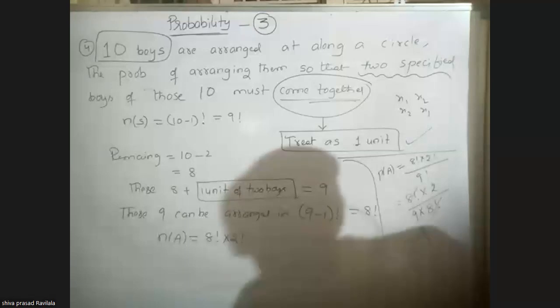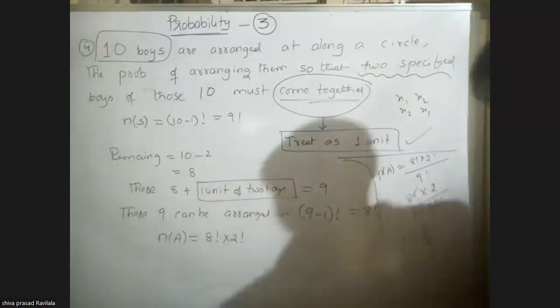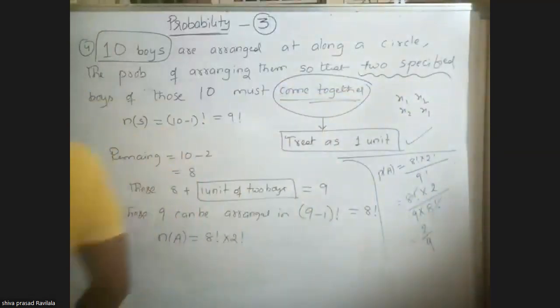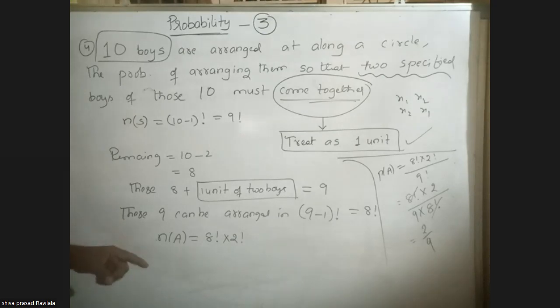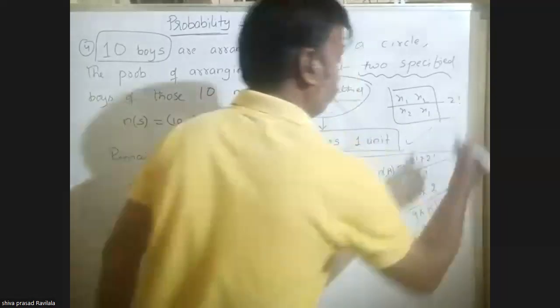2 by 9. Any doubt? Now only ask me. This one unit, clear everyone? If they come together, when the words come together come, at that time you just treat them as 1 unit. That 1 unit plus remaining. Remaining how many? 8 members. 8 plus 1, 9. These 9 can be arranged in 9 minus 1 factorial, which is equal to 8 factorial. Now these two among themselves in 2 orders, x1, x2 and x2, x1. That can be done in 2 factorial. Yes?